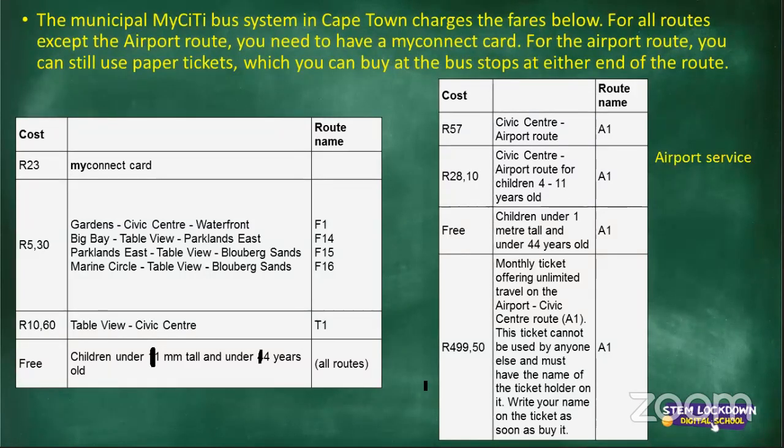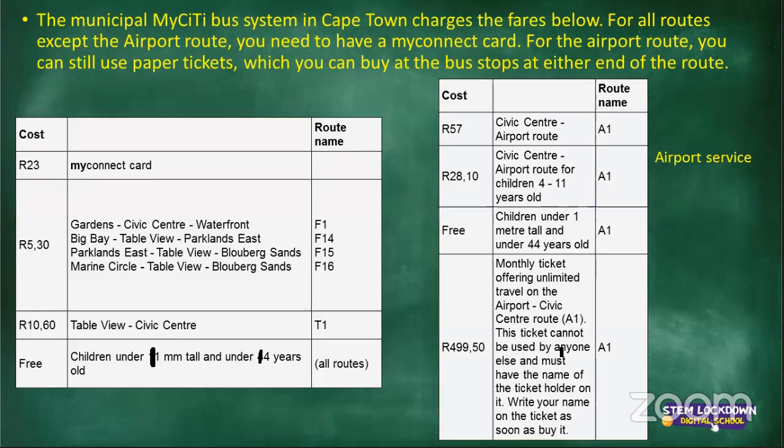Okay, yes. And then on the right side, the table on the right shows you the costs when you are using the airport service. Here you'd pay 57 rands for the top one, from Civic Centre to the airport. The third row shows you the Civic Centre to airport route for children. This time you can see that when you use the airport route, children are paying that charge there, which is 28 rands 11.